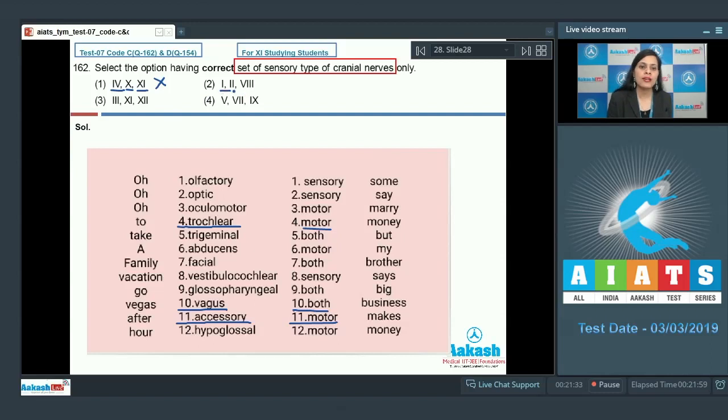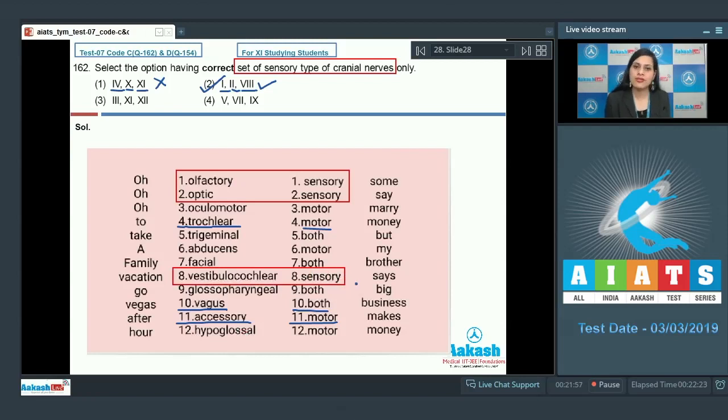The next option is 1, 2 and 8, and as it is a correct set of sensory type of cranial nerves, so this is a correct answer to our question. As you can see here, olfactory and optic are sensory, and vestibular cochlear, 8th cranial nerve, is also sensory. The next option is 3rd, 11th and 12th cranial nerves, and this is an incorrect option because 3rd cranial nerve is motor, whereas 11th and 12th cranial nerves are also motor. So all these 3 cranial nerves are motor type of cranial nerves.